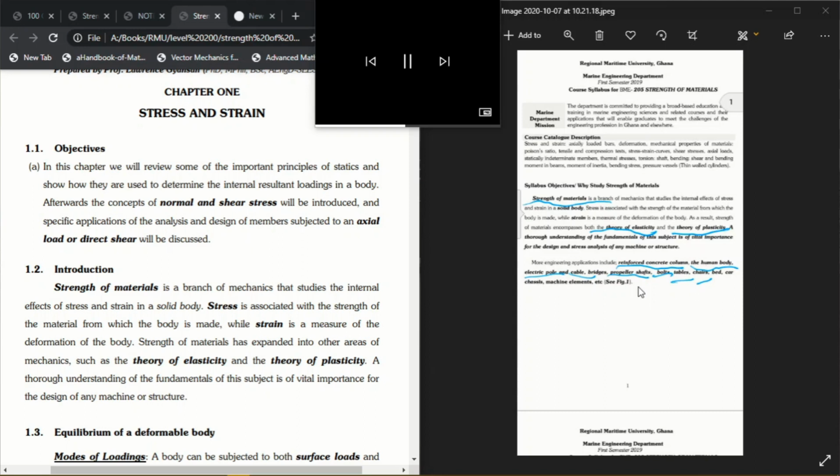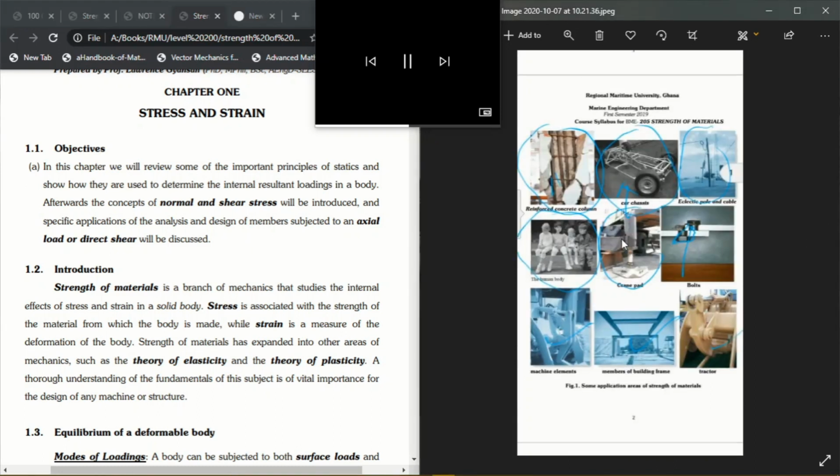All that I'm lecturing is in page one of our course syllabus. So if you look at page two of the course syllabus, I have already pasted photos of some of the engineering applications. You can see reinforced concrete columns. You can see reinforced concrete column is there. It's very clear.